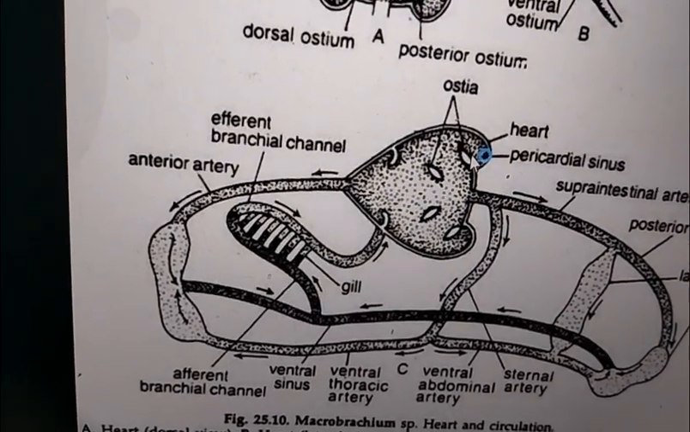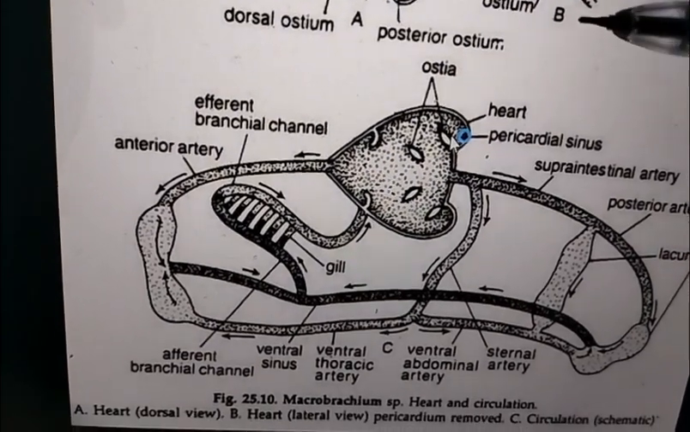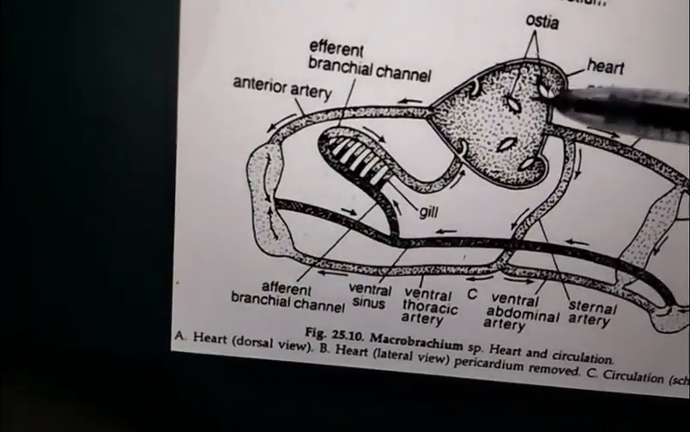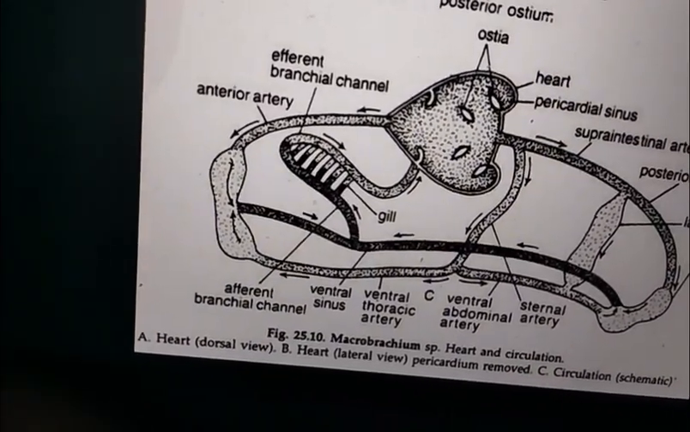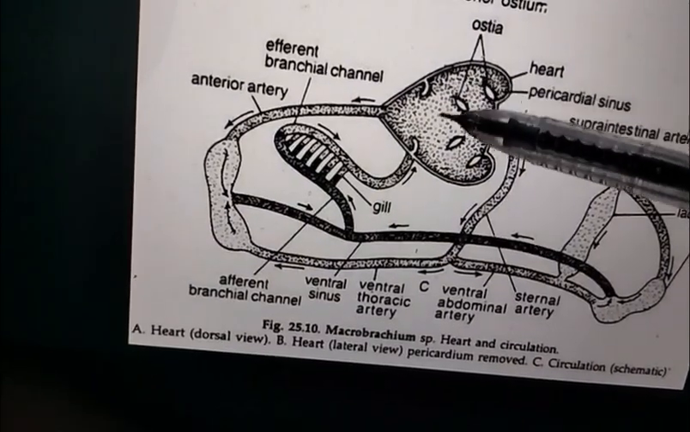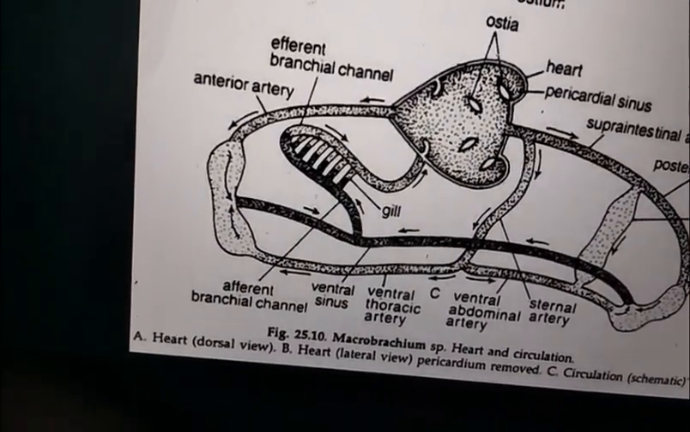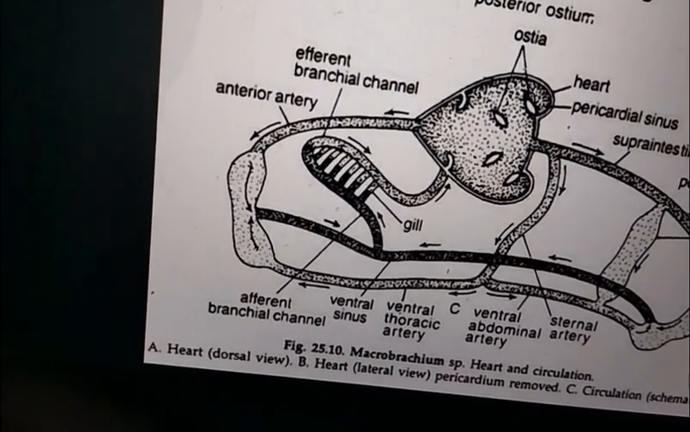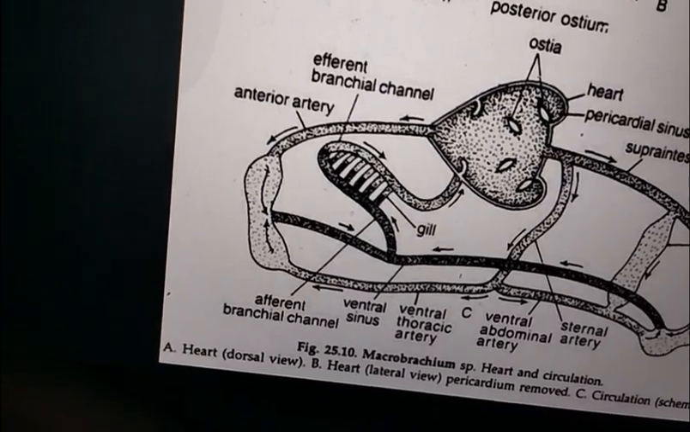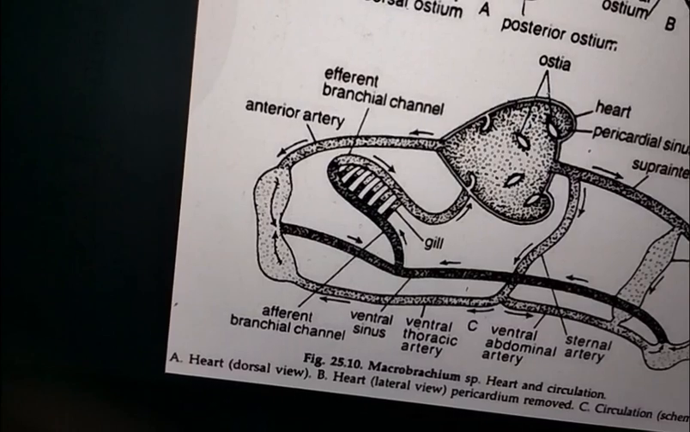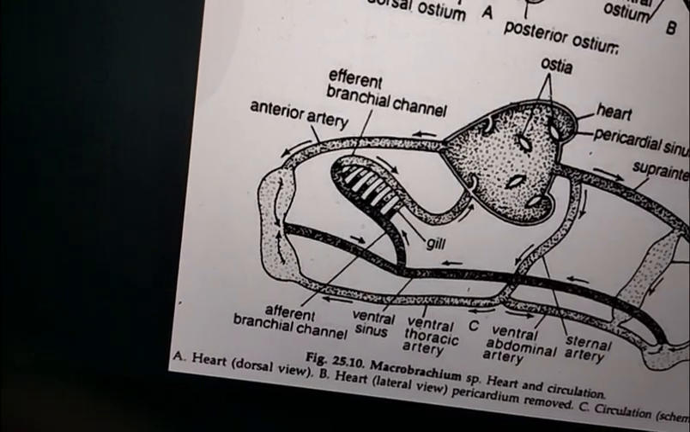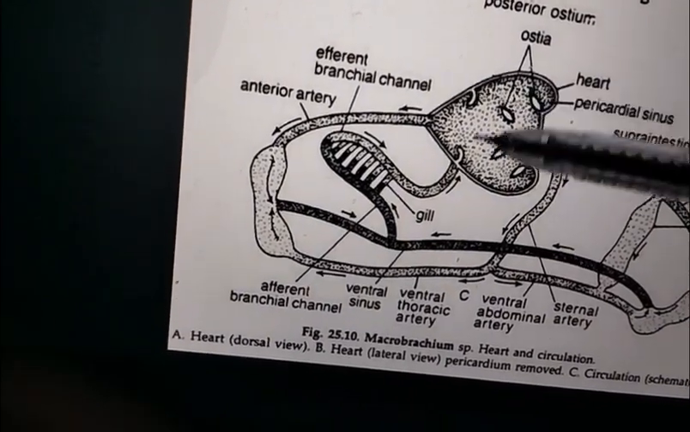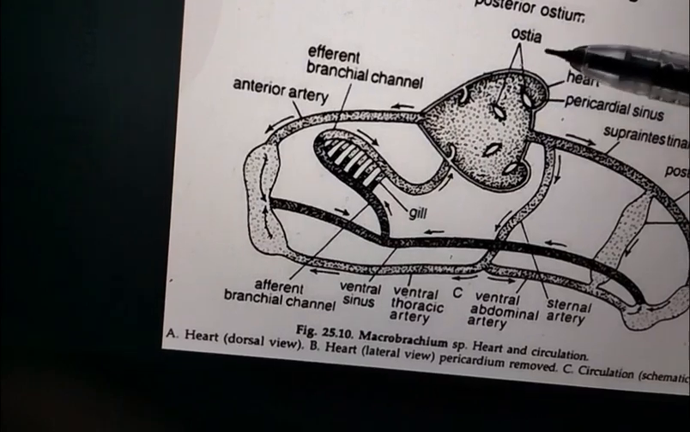Then let us take the heart. In this picture, you can see the heart. The heart is covered with many small openings that are called ostia. The heart is situated in the median dorsal part of the thorax, and you can see five pairs of vacuolar openings called ostia. That is five pairs: one, two, three, four, five.